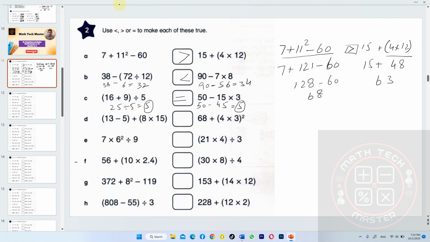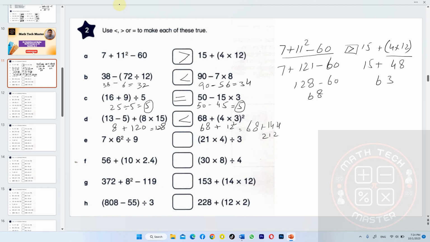In the next part, there are two brackets, but in between there is one addition. So we have to solve the brackets first. 13 minus 5 is equal to 8, plus 8 15 times 120. So 128 is the answer. On the right hand side, it is 68 plus 4 3 times 12 square. So when we say 12 square, 68 plus 144, it will be 212. So we can see that 212 is greater than 128.